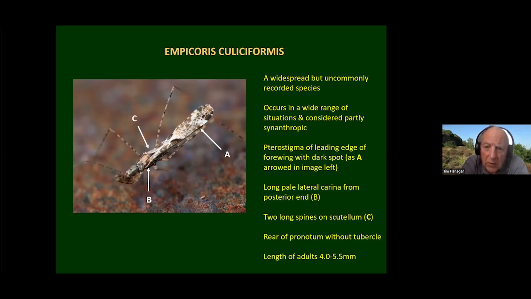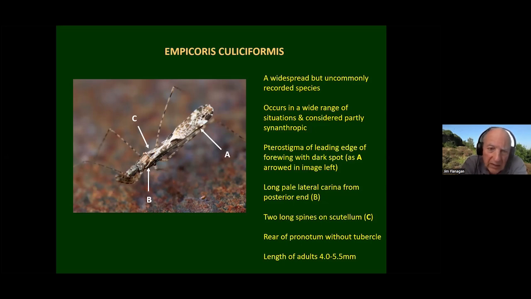The thing to note here is there are three features that can help to identify culiciformis, and the most important one is the pterostigma. Again, on the leading edge of the wing, you can see that it has a dark spot, as shown in A on the image there. There's a long lateral carina, which is just a line that comes from the posterior edge of the pronotum.